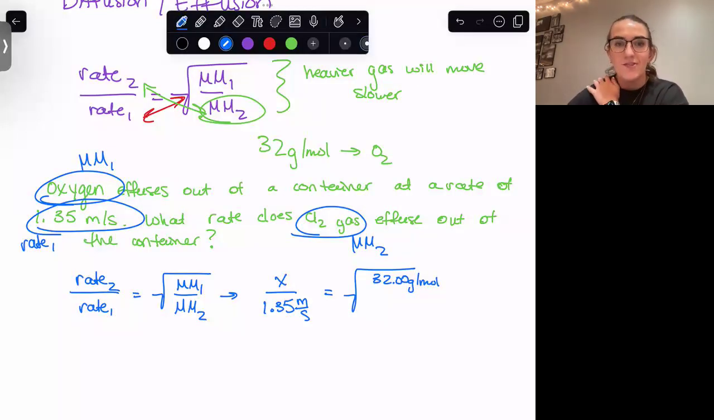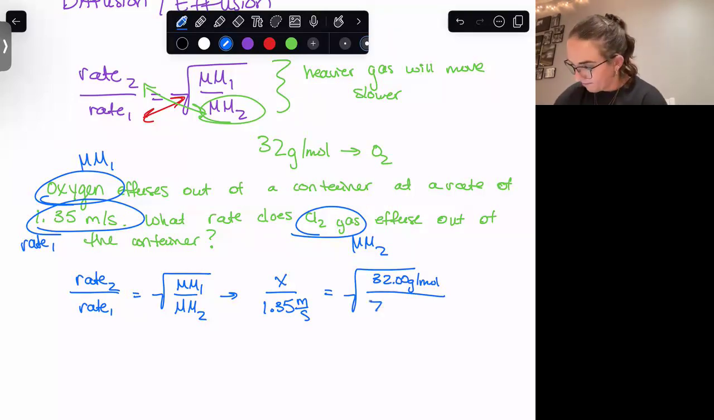It's 32 because oxygen is diatomic, right? You have 7 diatomic molecules: nitrogen, oxygen, fluorine, chlorine, bromine, iodine, and hydrogen. So you do want to remember those 7 are all diatomic. What is the molar mass for chlorine gas? Perfect.